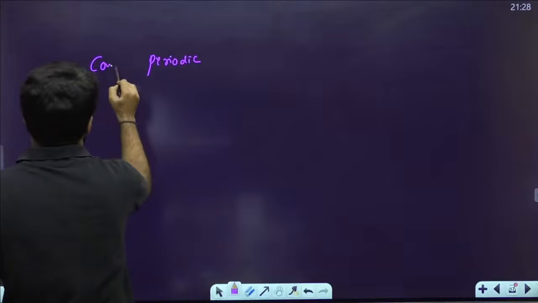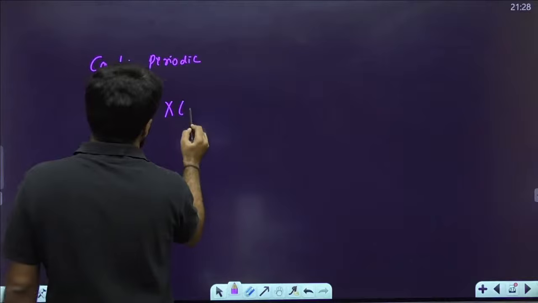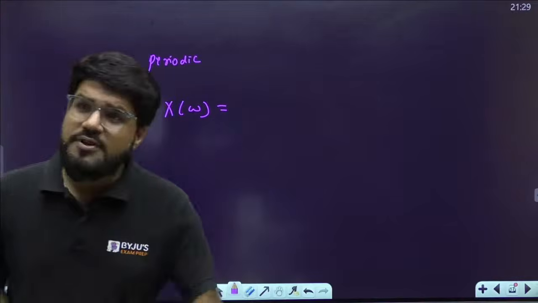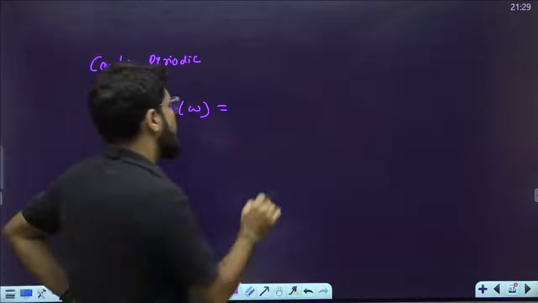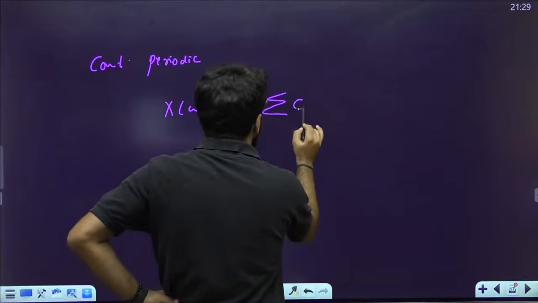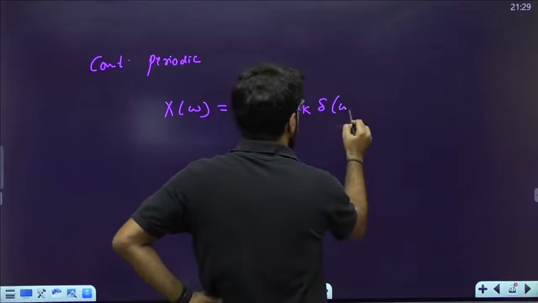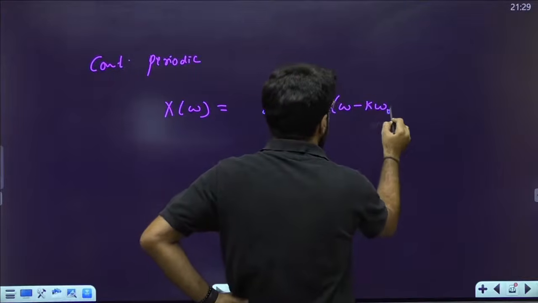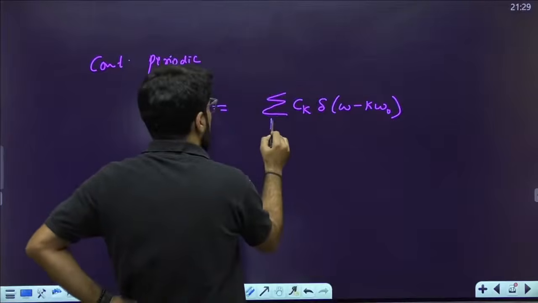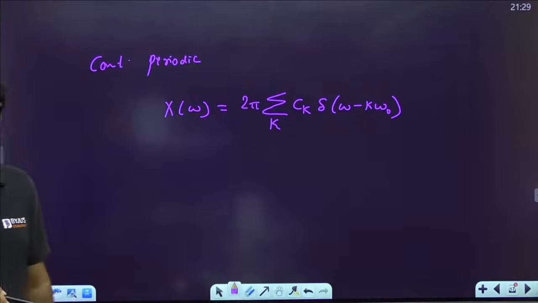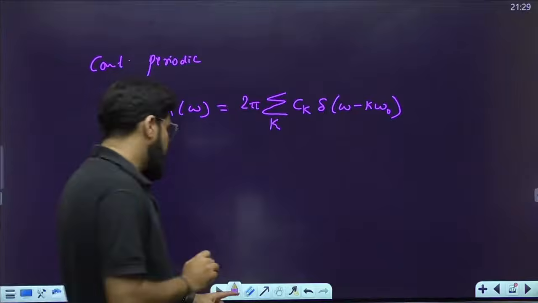If it is a continuous periodic signal, the Fourier transform ultimately comes by the formula. It turns out to be, after solving, the formula 2 pi summation Ck delta omega minus k omega naught, for all the values of k. It turns out in the form of impulses.